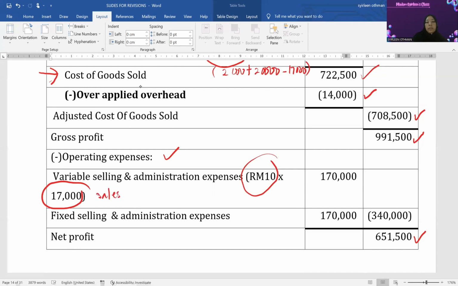So you need to be very careful with this. Okay, kita akan guna sales unit. Okay, sebab operating expenses ni adalah perbelanjaan yang berkaitan dengan jualan. So any variable cost, okay, the cost driver, it's not subject to the production unit, it is subject to the sales unit. So once I've deducted all these two, I'll get my net profit of 651,500 ringgit. Okay, that's for your absorption costing.